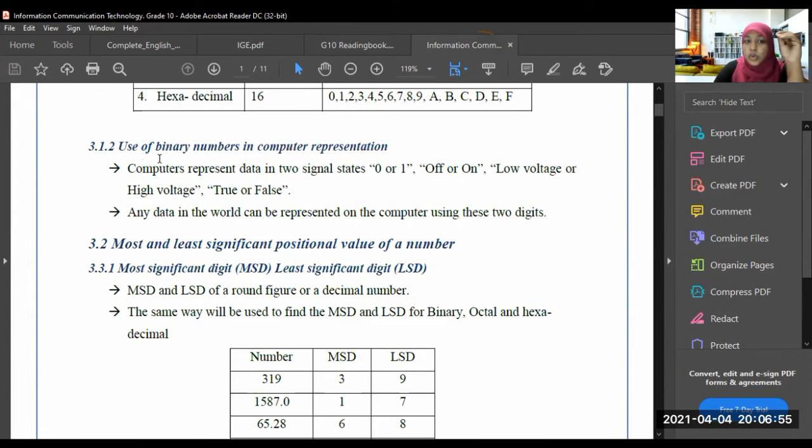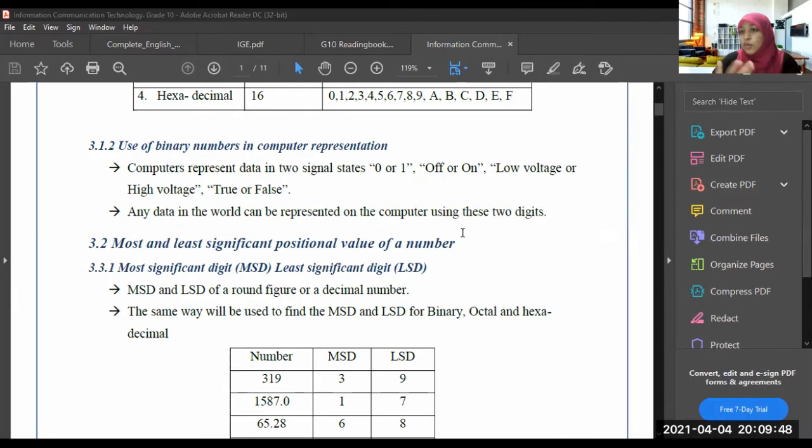The second one, use of binary numbers in computer representation. So why we are using binary numbers, when I say we use, that means the computer uses the binary language. The computer represents data in two signal states that are 0 or 1, off or on. It can also be called low voltage or high voltage, or true or false. True means 1, false means 0. Any data in the world can be represented on the computer using these two digits only. Only these two digits. Okay? Right.